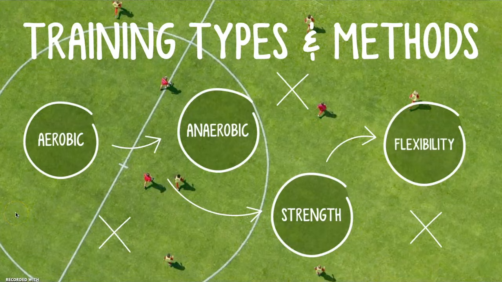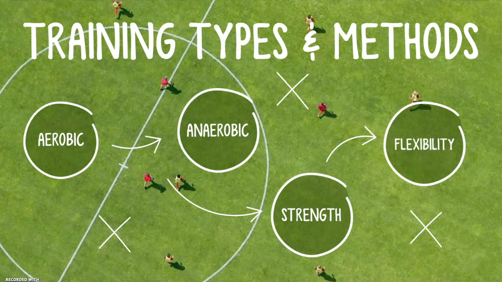It is a common misconception that training types and training methods are interchangeable, but they are actually two different things, related but different. Here we can see four training types: aerobic, anaerobic, strength, and flexibility. These are the main types of training, or what we want to improve. Within each of these, there are training methods. These are the how. So training types, that's what we want to improve. Training methods is how we want to improve it.